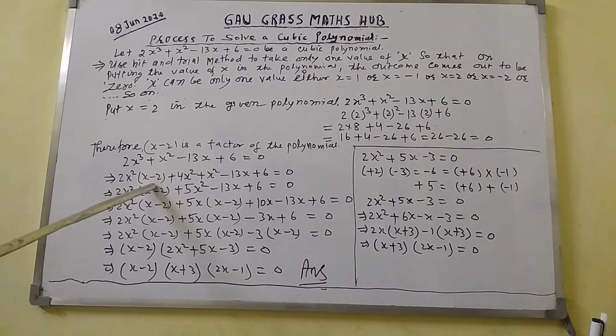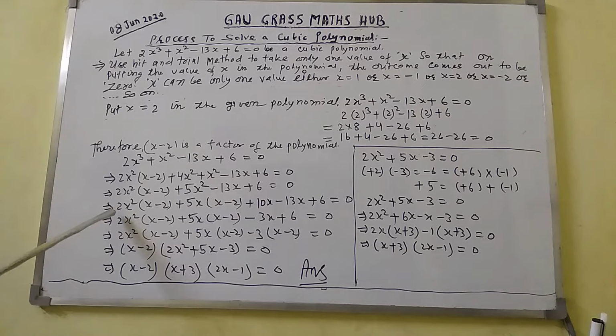So minus 4x square plus 4x square will be cancelled out. Therefore, there will be no effect on the original polynomial. Plus x square minus 13x plus 6, I have written the same, repeated the same thing here. Now 4x square plus x square are like terms, both will be added together. The result will be 5x square minus 13x plus 6 equal to 0.